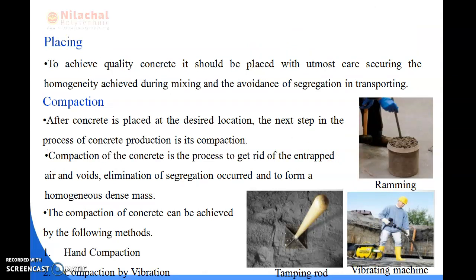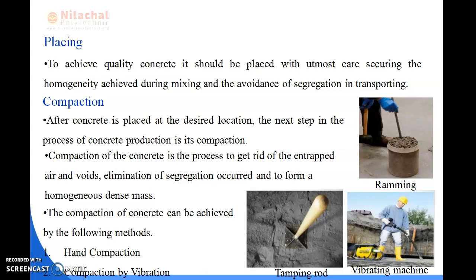Next we discussed the placing method. After the concrete has been transported, we have to place it with utmost care, without any loss during mixing or while transporting from one place to another, or we can also say without segregation in transporting. Segregation, as I have told you, means no bleeding, where the water should not be too much. So we can say that it is a segregation process.